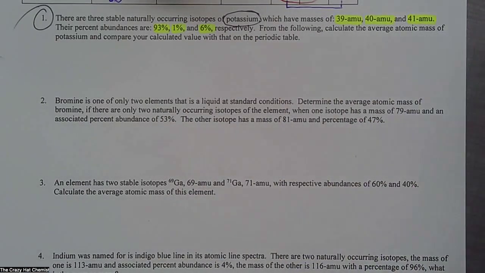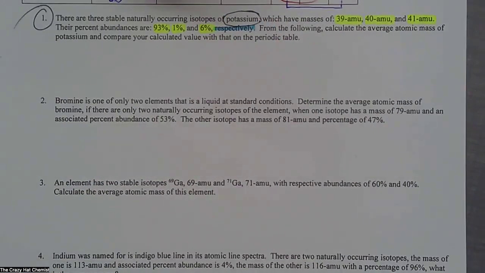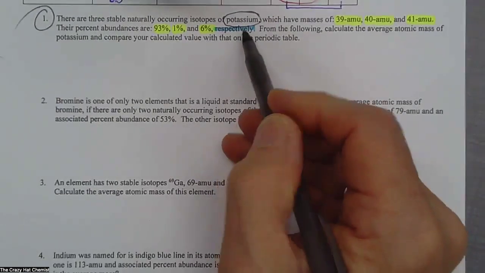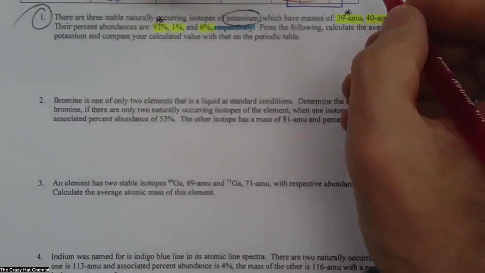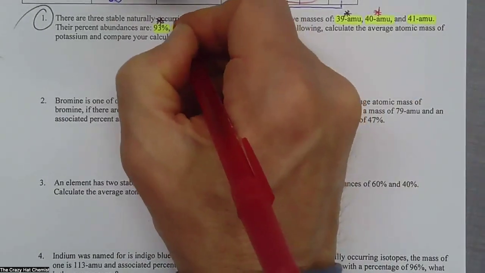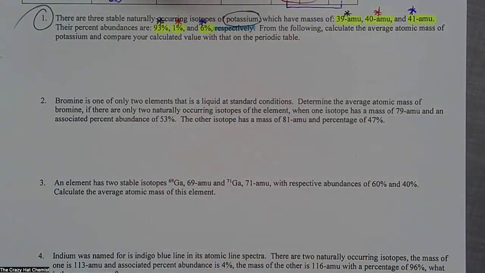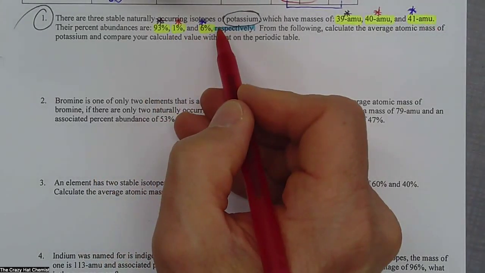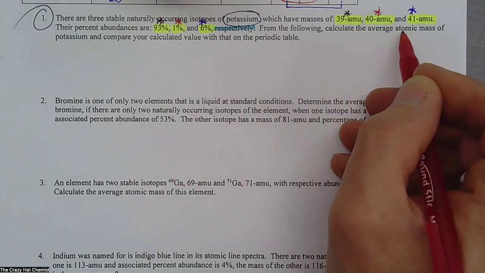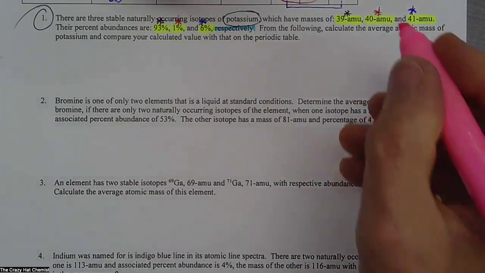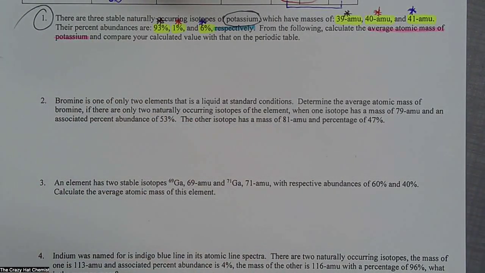I'm going to highlight that word, respectively. All right, perfect. That word respectively means that this 39 is with the 93, and this 40 is with this 1, and this 41 is with this 6. That means that the order which you had before is the same order that you have later on. From that information, calculate the average atomic mass. So we're going to calculate the average atomic mass of potassium and compare that calculated value with what's on the periodic table.